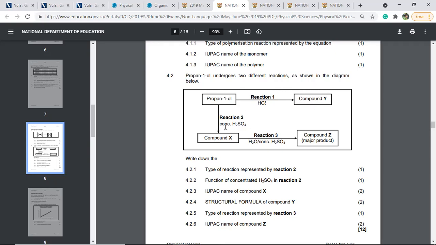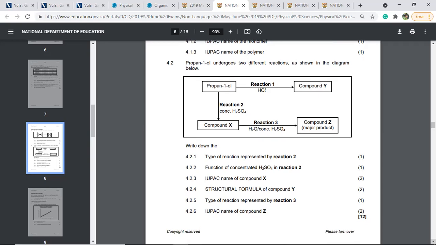There's reaction 2, where there is concentrated sulfuric acid, H2SO4, and it gives compound X. This compound X undergoes a reaction with water. There's also concentrated sulfuric acid involved in the reaction, and it gives us the major product, compound Z. So we are asked to write down the following.